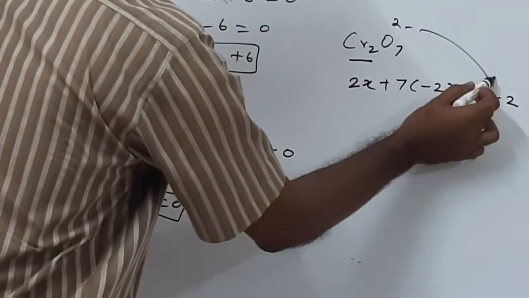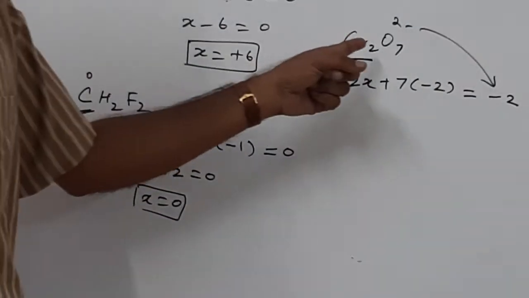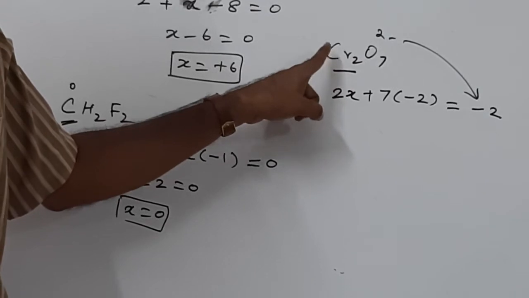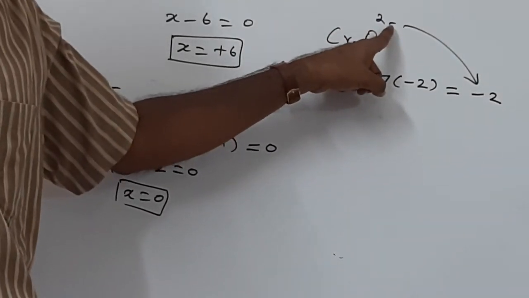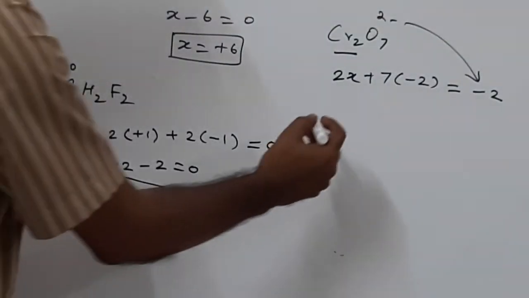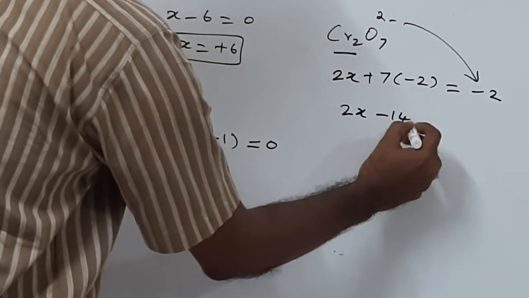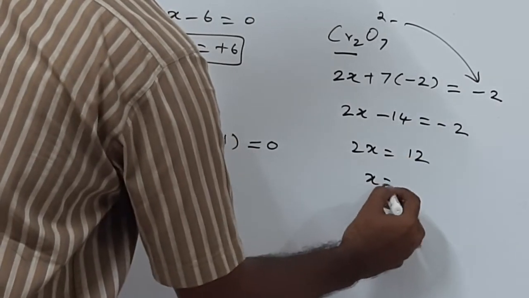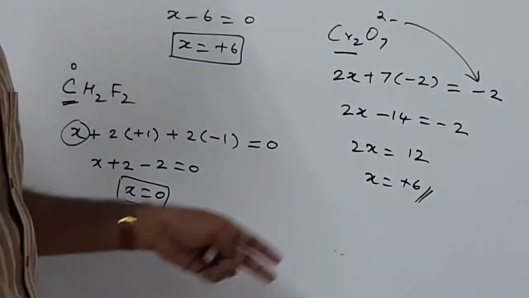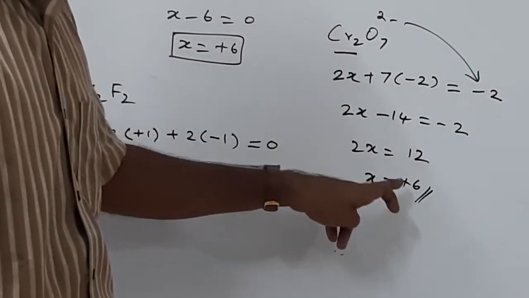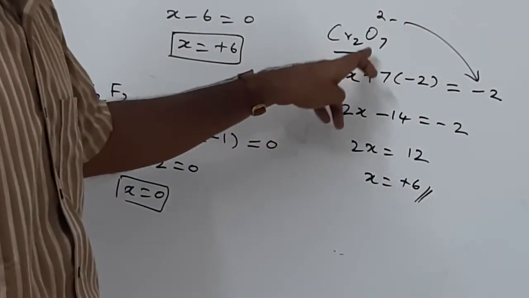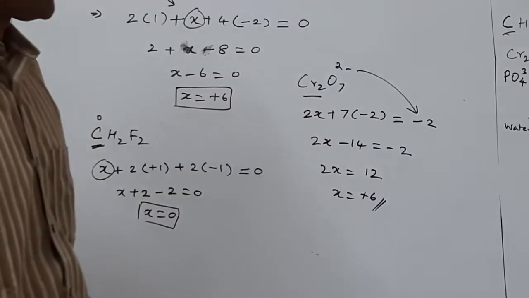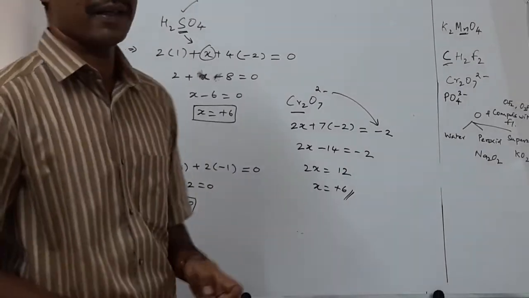This is equal to -2. Why am I writing this minus? Because we have learned that in the case of a polyatomic ion, the algebraic sum of the oxidation numbers of the elements is equal to the charge carried by the polyatomic ion. So this is the charge carried by the ion. Now you see, 2 into x, 2x, minus 14 equal to -2. So 2x is equal to 12, x is equal to +6. So the oxidation number for chromium is equal to +6 in Cr2O7 2-, that is the dichromate ion. So in this way, we can calculate the oxidation number of all the elements present.